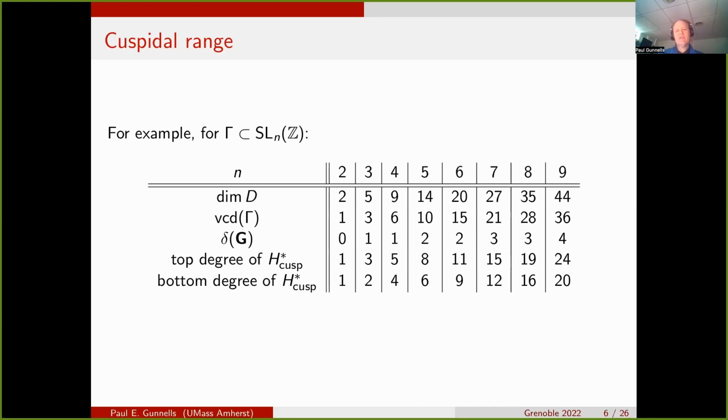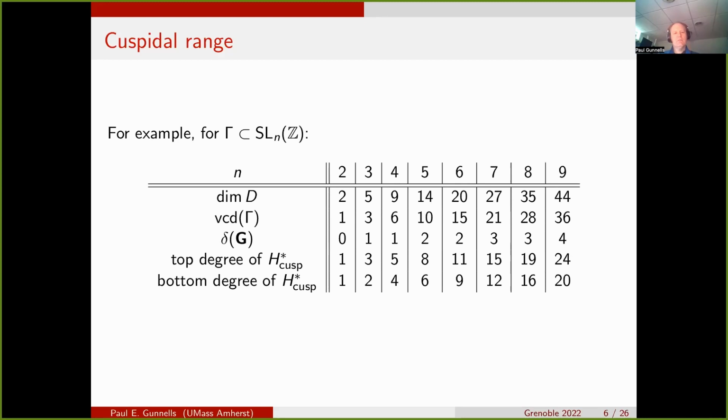So as you go further and further to the right, the cohomology becomes further and further away from the top degree, the VCD. It gets deeper and deeper into the space. And from a computational point of view, it makes it much more difficult to get your hands on, okay?